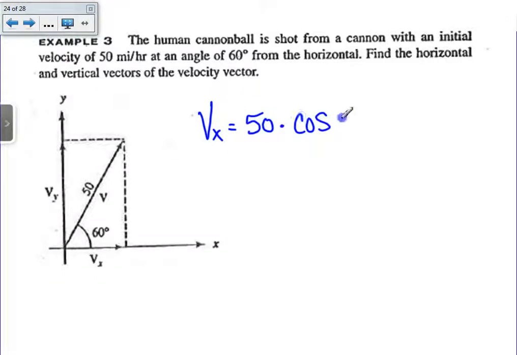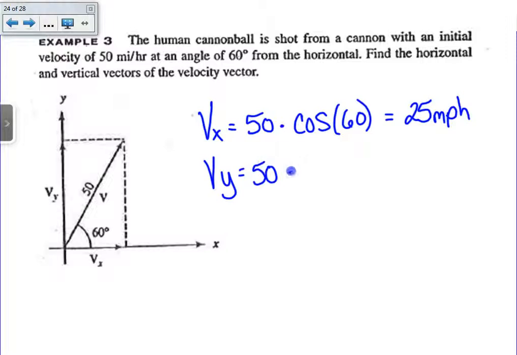Horizontal is cosine of your theta, which is 60. So you could either type this on your calculator, or maybe you know what the cosine of 60 degrees is from your unit circle work. But if not, that's 25, and then it's going to be miles per hour. Now your vertical vector, still your magnitude is 50, but this time it's times the sine of 60 degrees. And if you calculate that to 2 sig figs, it's roughly 43 miles per hour.